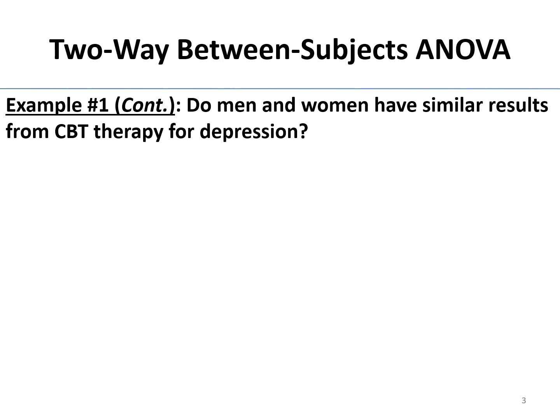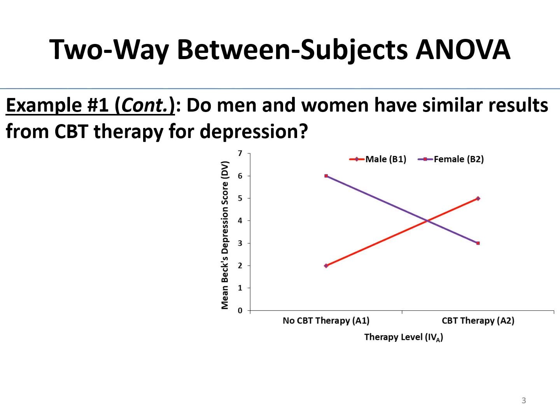So continuing with the example, do men and women have similar results from CBT therapy for depression? Let's say you plotted those means, whatever they were, and this is what you got. A higher score on this scale means more depressed. You've got a red line that is males, and a purple line that's females. Going from left to right, no therapy is on the left, therapy on the right.